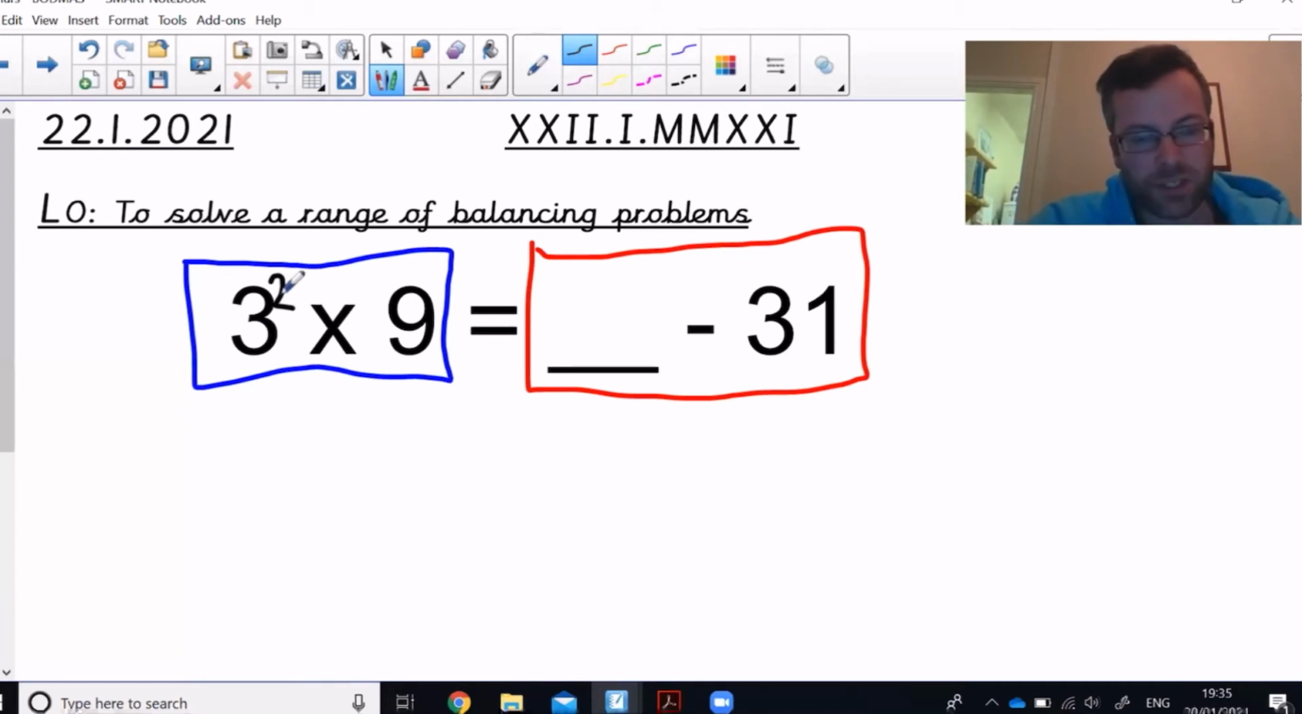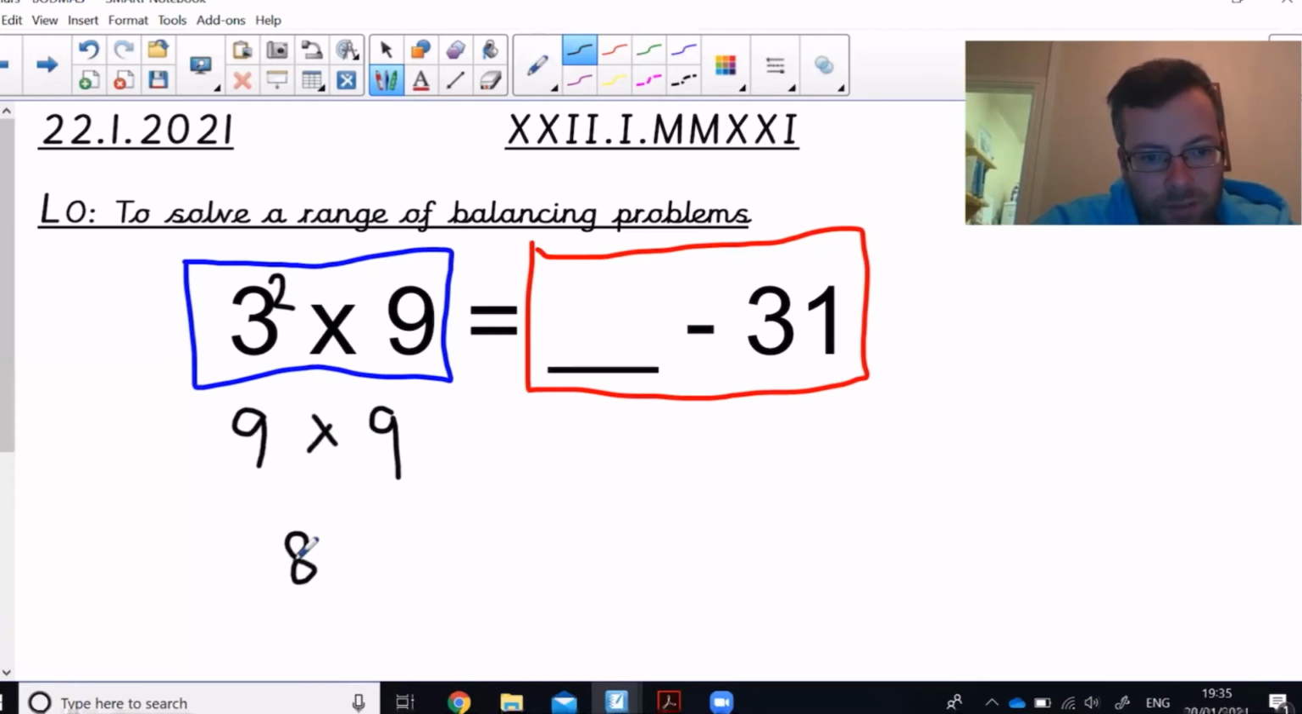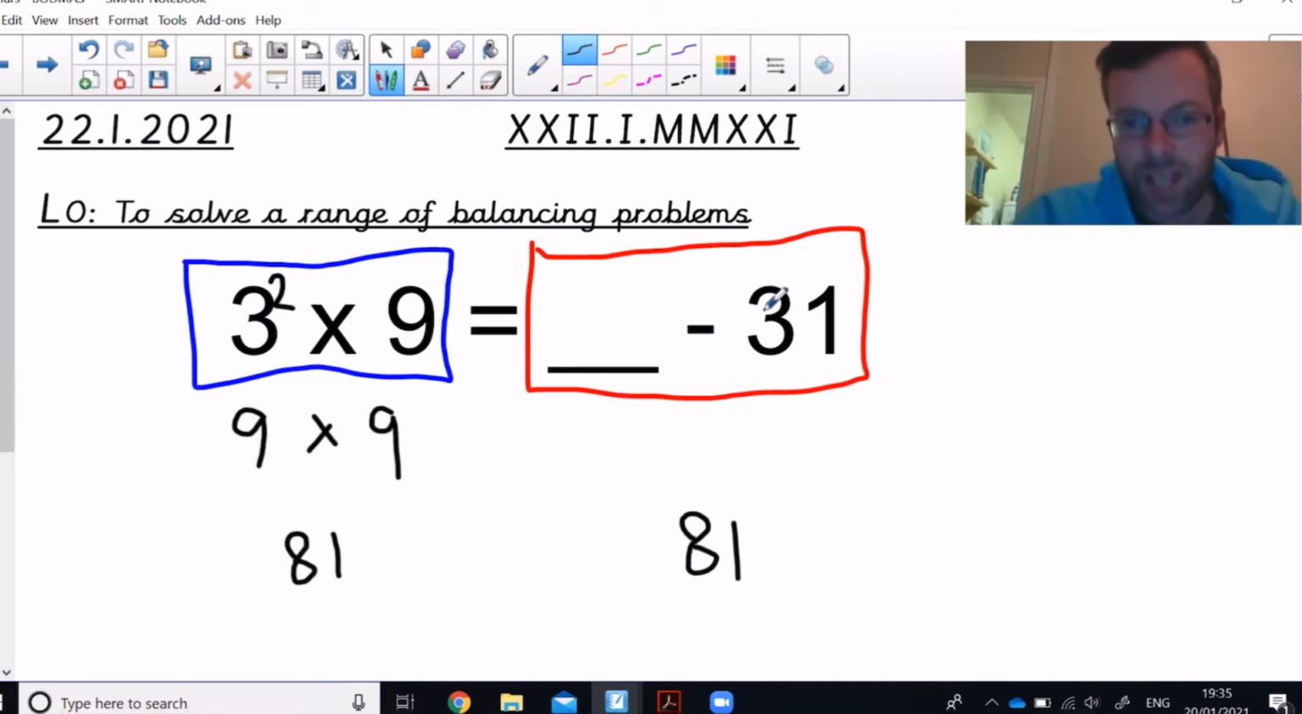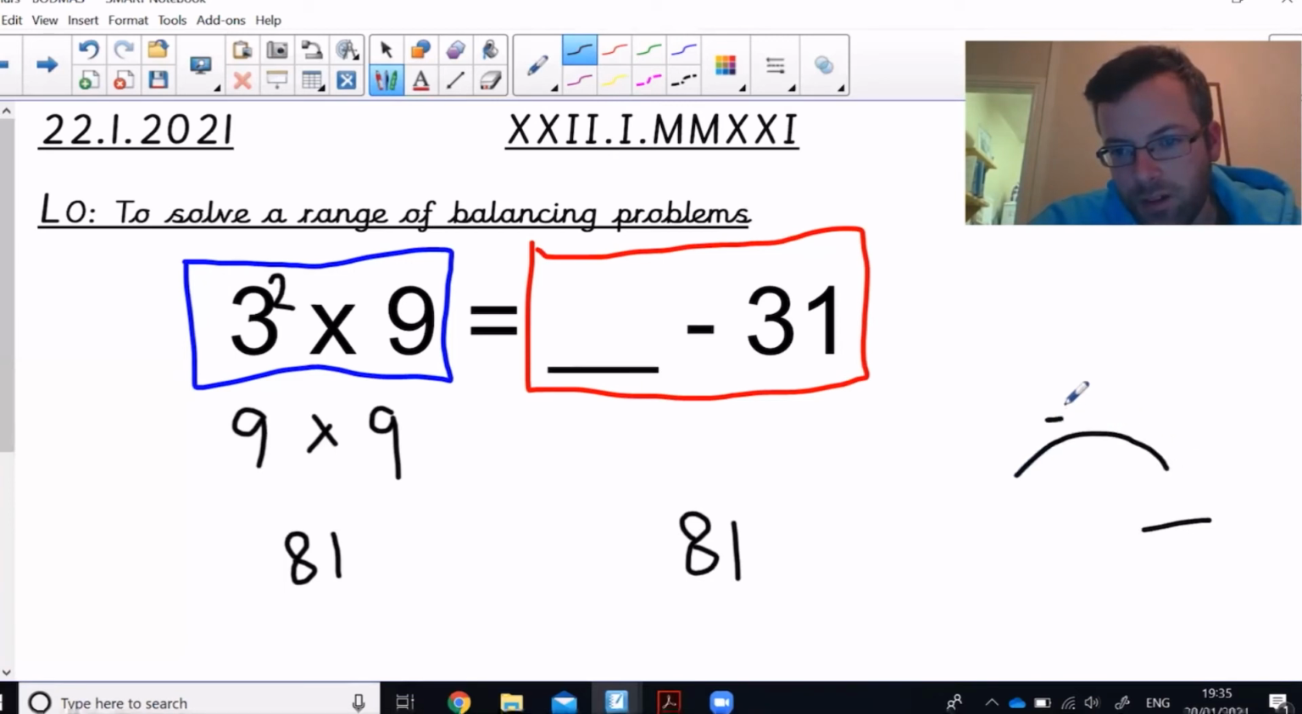Now, 3 squared, hopefully you remember from yesterday's lesson, means that it is 3 times 3. So then I'm left with 9 times 9, which is 81. So that means that this side also needs to equal 81. So something, take away 31 is going to get me to 81. So I have a missing number. I take away 31 and that gets me to 81.